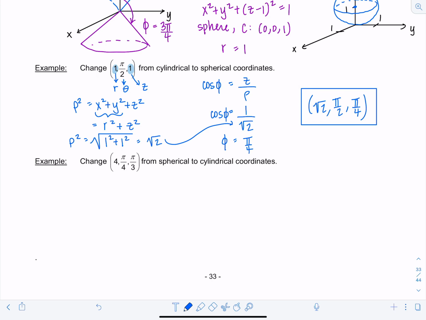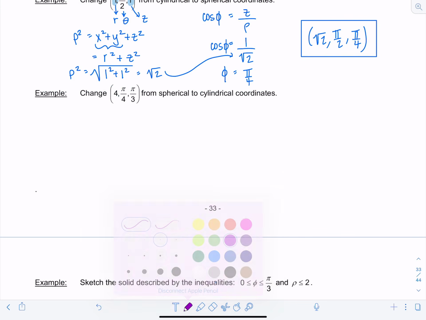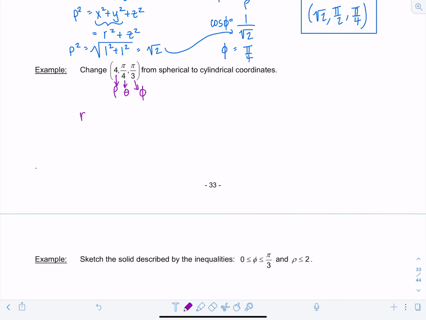Okay. What's the only order we haven't done yet? You guessed it, spherical to cylindrical. Let's do it. So this is in spherical. That means this is rho, this is theta, this is phi. So I need r and I need z. Theta stays the same. Well, r is rho sine phi. This is easier, right? You don't have to think, you just plug everything in.